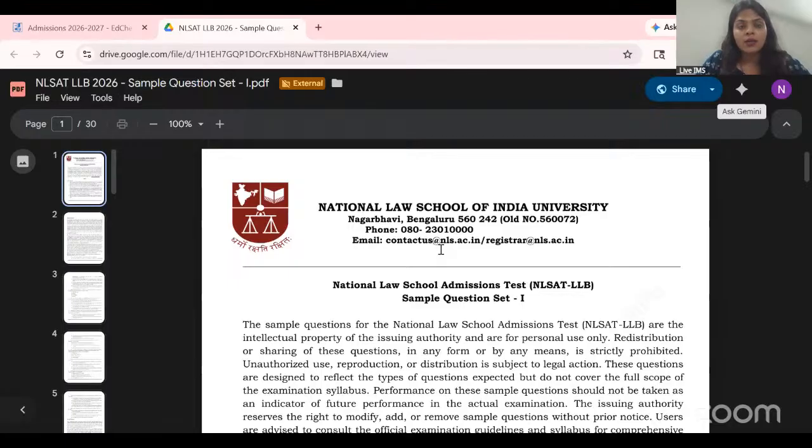I would suggest a tip from my end for all of you: before you attempt your exam, please make sure you solve all these sample papers. These sample papers will give you an idea about the level of difficulty of the exam, the type of questions that will be asked, and a lot more. So make sure that you are solving all these three sample papers.